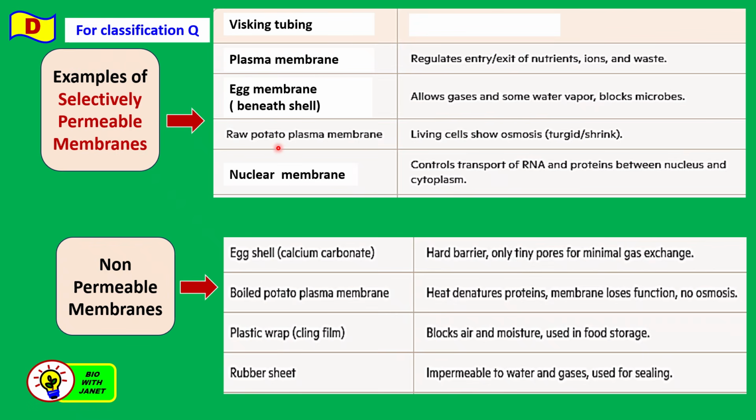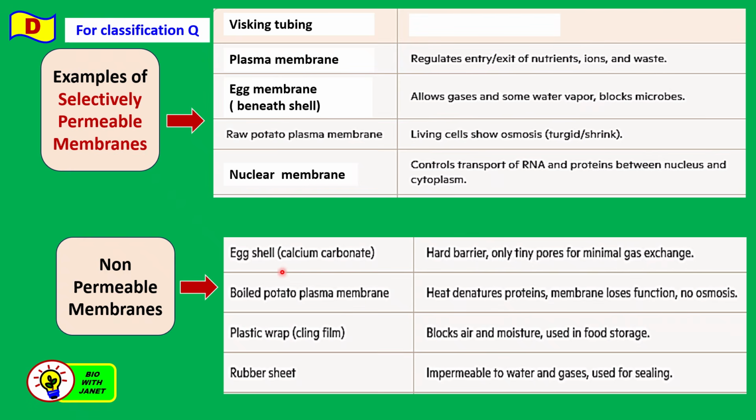That means you have a raw potato. The cells contain plasma membrane, and those are all selectively permeable membranes. Okay. Nuclear membrane in the cell allows RNA to move in and out of the nucleus. There are pores, so it is a selectively permeable membrane.